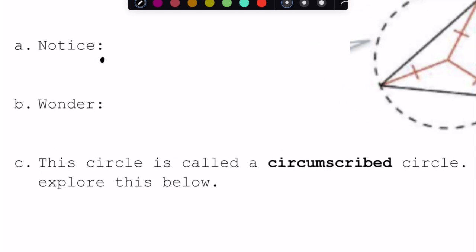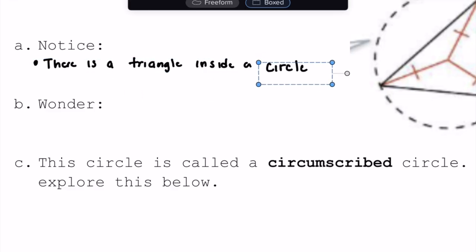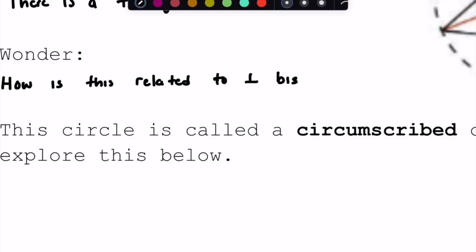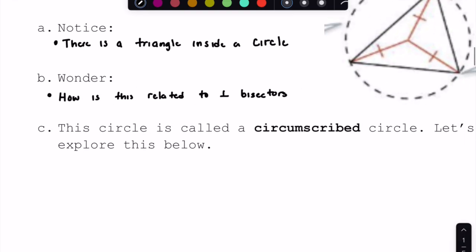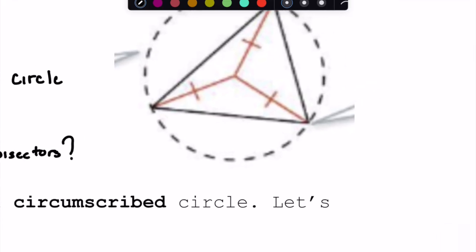So what I noticed is that there is a triangle inside a circle. And what I wondered was, how is this related to perpendicular bisectors? Question mark. So let's explore this further right here, okay?